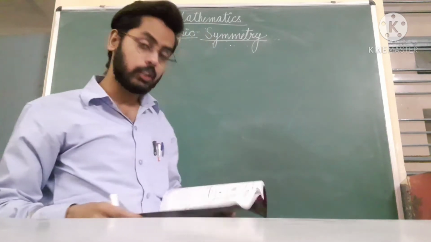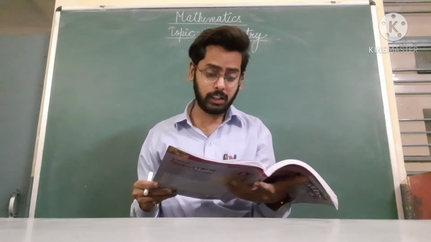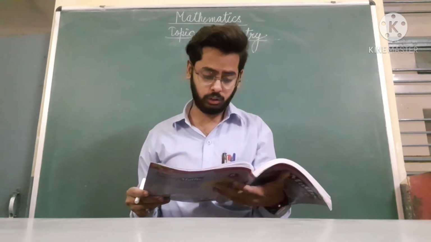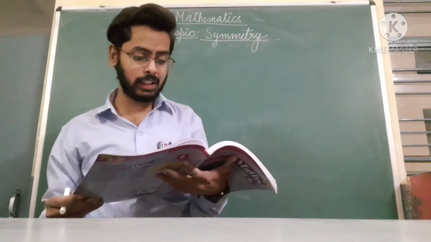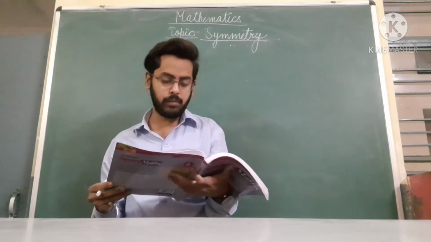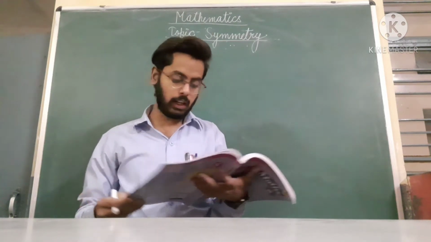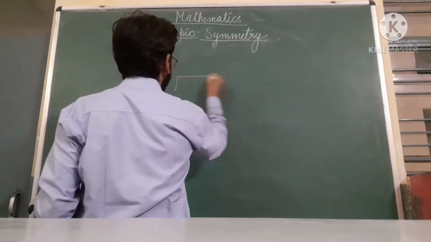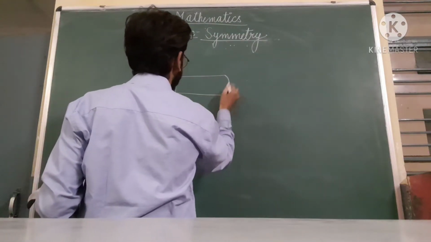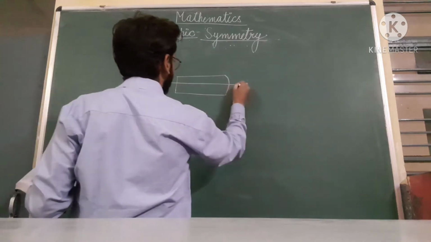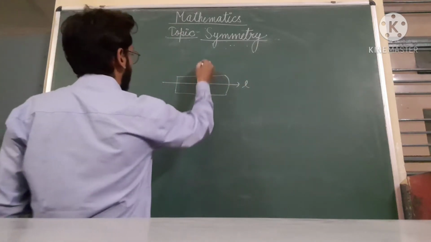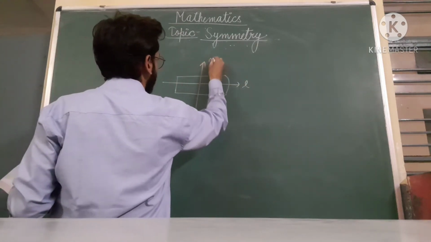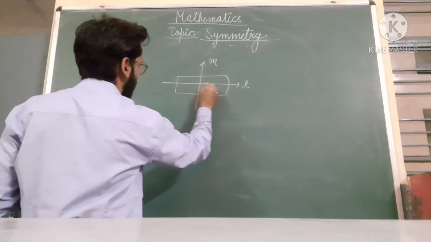Now we will go to exercise 14.1. What does it ask? Identify whether the line aligns with the figures or not. So in the first question we can say that M is not a line of symmetry, because M does not divide the figure into two halves. Therefore M will not be the line of symmetry, L will be the line of symmetry. For example, this is the figure, this is the line of symmetry L, and this is the line M.